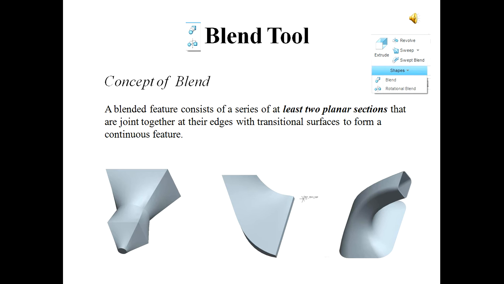So again, a blended feature consists of a series of at least two planar sections that are joined together at their edges with transitional surfaces to form a continuous feature. Again, remember that blend can have any number of sections but no trajectories.